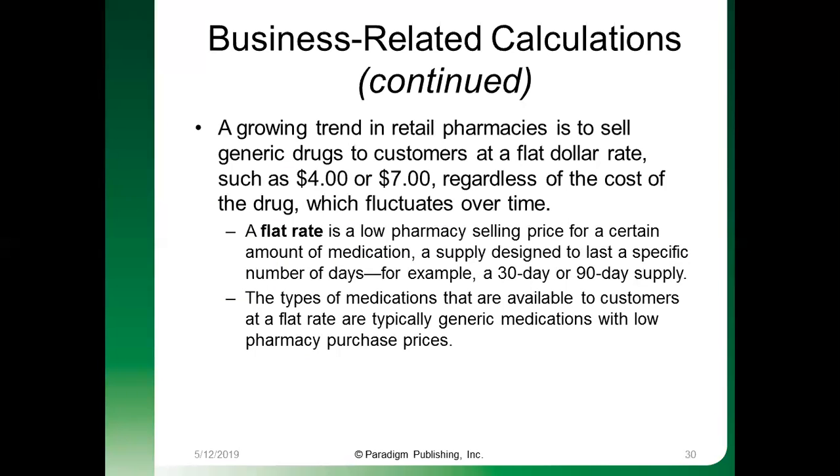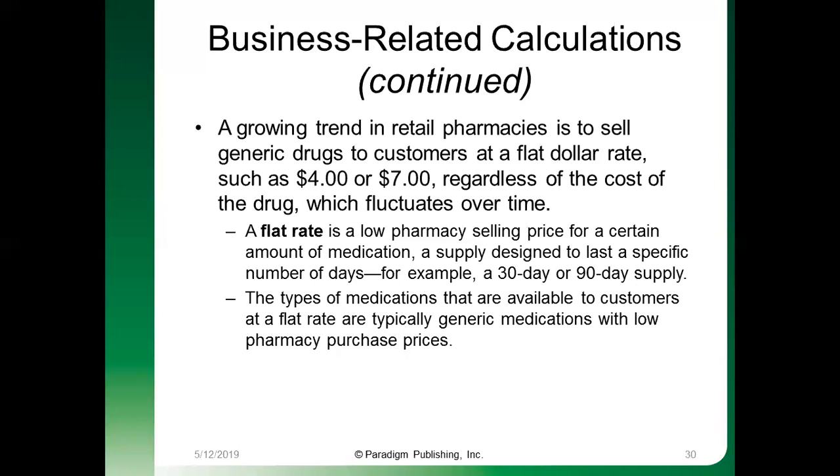A growing trend in retail pharmacies is to sell generic drugs to customers at a flat dollar rate, such as $4 or $7, regardless of the cost of the drug, which fluctuates over time. A flat rate is a low pharmacy selling price for a certain amount of medications. A supply designed to last a specific number of days, for example, 30 days or 90-day supply.